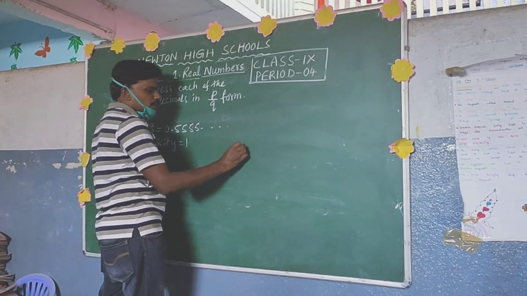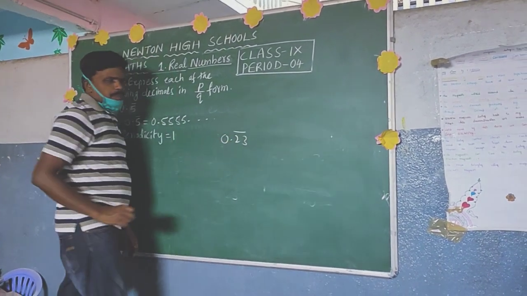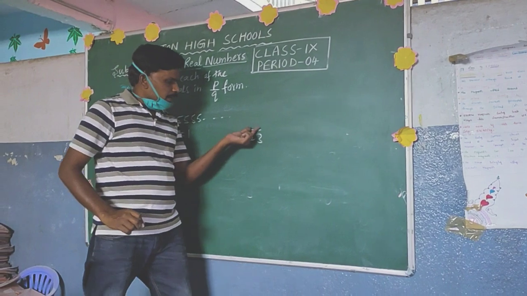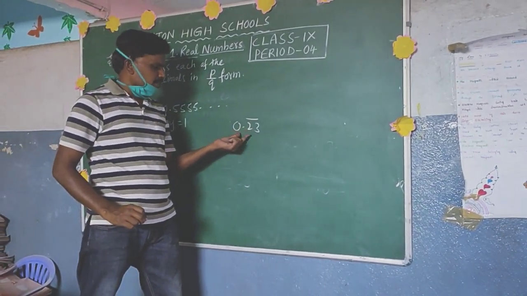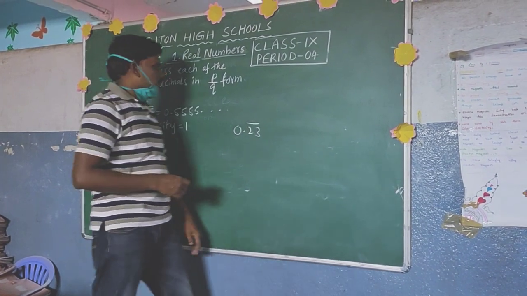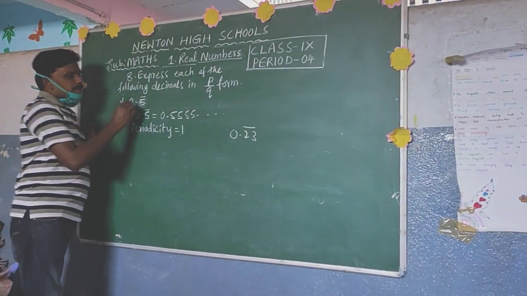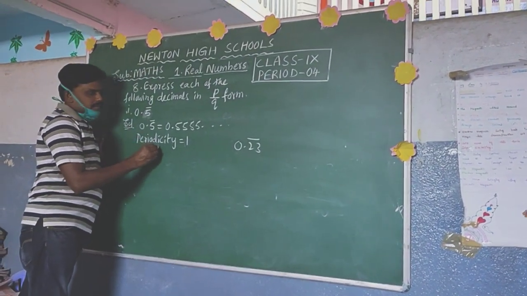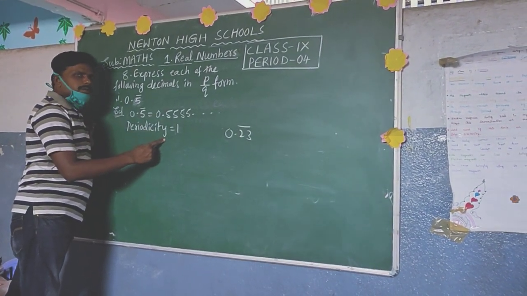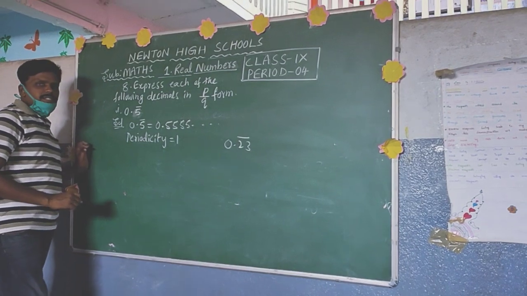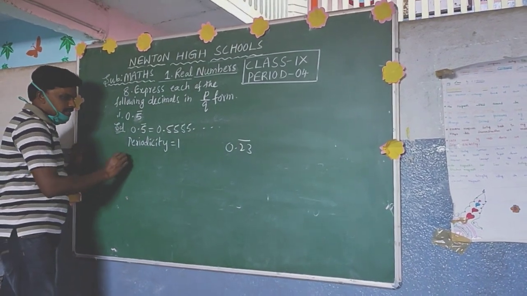For example, 0.23 bar. Here under the bar we have 2 digits, so the periodicity of this decimal is 2. So the number of digits under the bar is called periodicity. In the previous one, it has only one digit under the bar, so the periodicity is equal to 1. Why do we have to discuss periodicity? Let us discuss that.